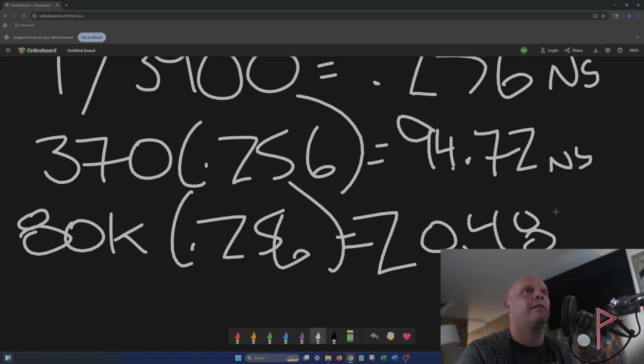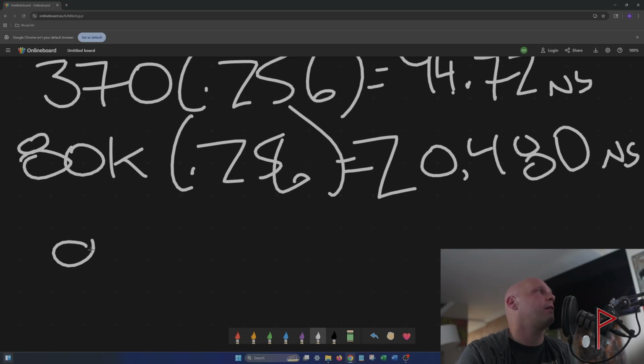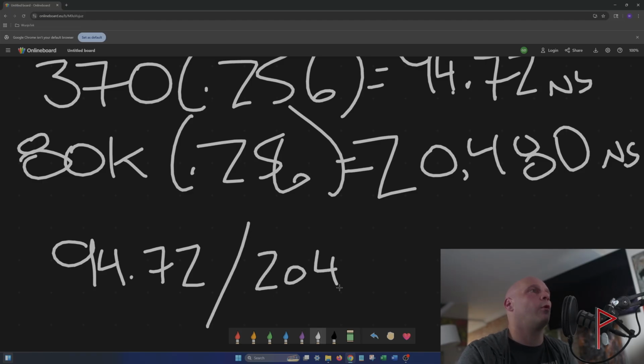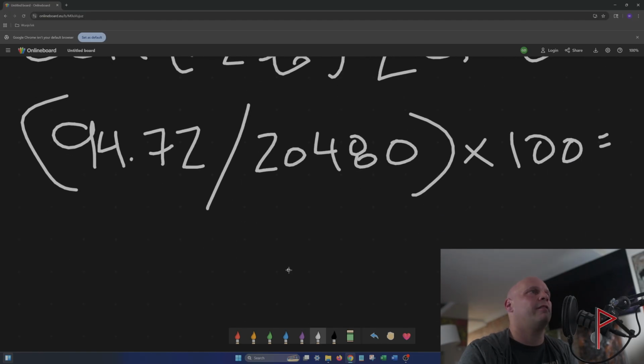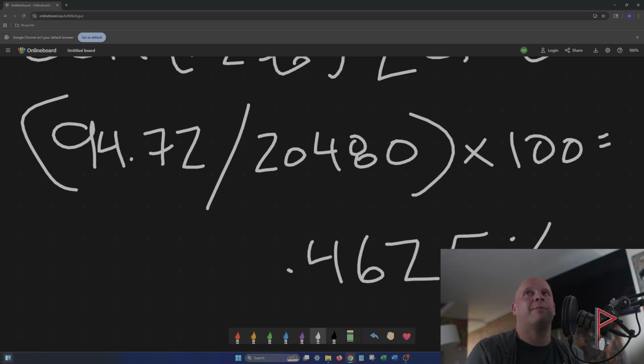20,480 nanoseconds. Now, if you were to divide 94.72 by 20,480 and take that result and multiply it by 100, what do you get? You get 0.4625%. The same as we got before, just using nanosecond values instead of clock cycles.